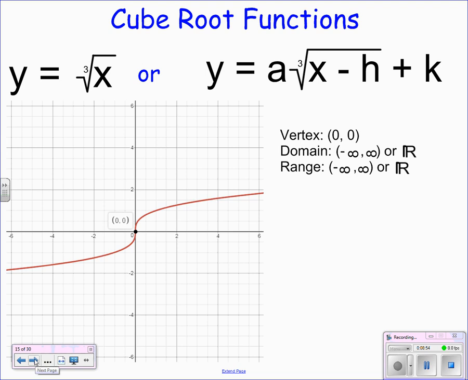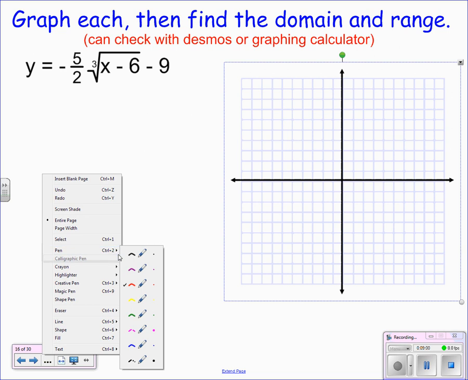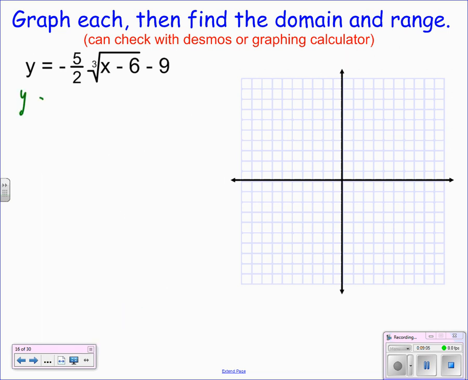So let's practice graphing a cube root. Let's write down the generic form of the equation. Y equals a cube root of x minus h plus k. Make sure the plus k part is not under the root sign. So that means a is -5/2, h is 6, and k is -9.